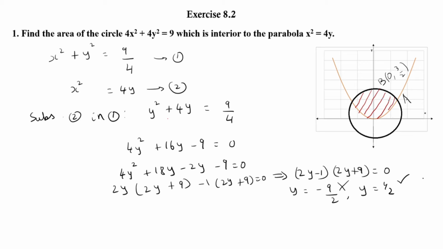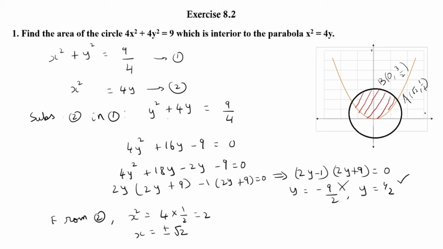So on substituting y is equal to half in 2, we have x square is equal to 4 into half, that is equal to 2, or x is equal to plus or minus root 2. So we have the points of intersection as root 2 comma half and minus root 2 comma half. So the coordinates for A is root 2 comma half.